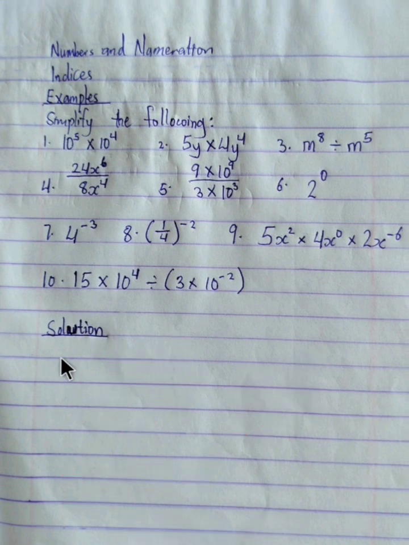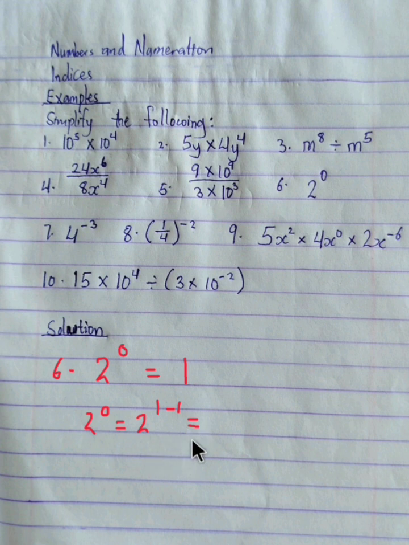In number 6, we have 2 raised to power 0. Any number raised to power 0 is equal to 1, because 2 raised to power 0 could be written as 2 raised to power 1 minus 1. 1 minus 1 is equal to 0.